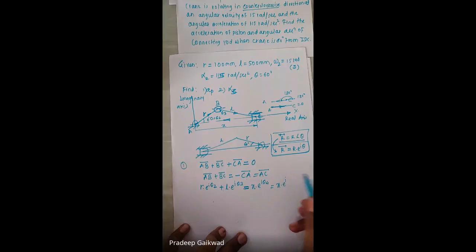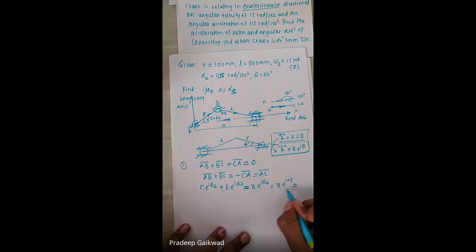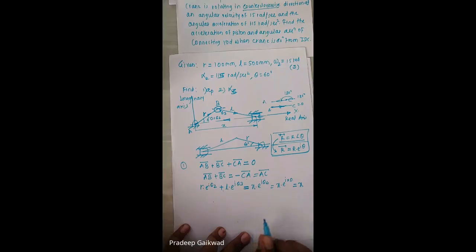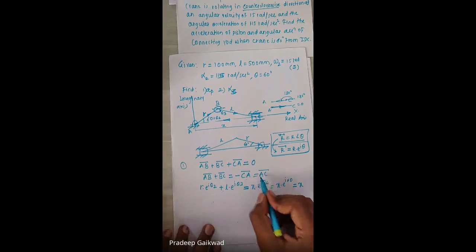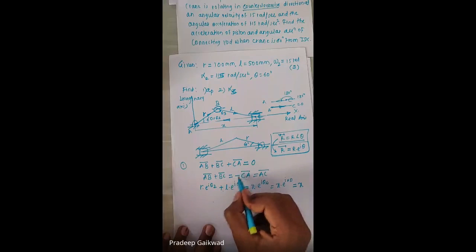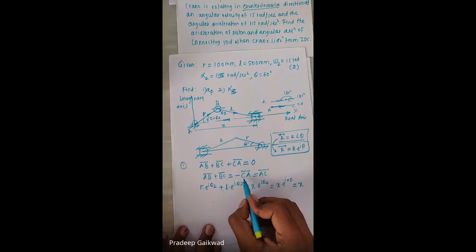But whether it is 180 or 0, e raised to 0, how much is it? Or e raised to 180, how much is it? e raised to i into 0 is not 0, it is 1. Anything raised to 0 is 1. So it is nothing but x. If I take AC, then it will be x. But if I take minus CA, and put in the CA value, of course you can, no problem. It will be minus. Are you getting it?